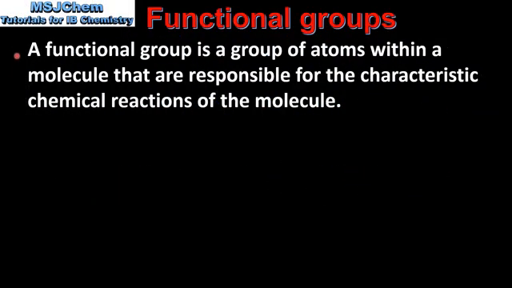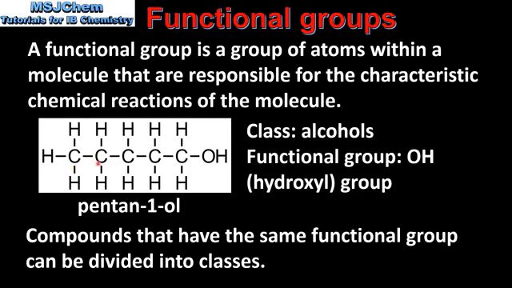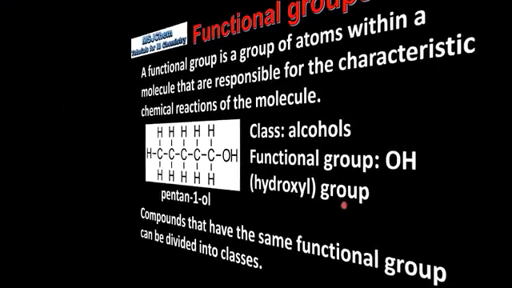Let's start with the definition of a functional group. A functional group is a group of atoms within a molecule that are responsible for the characteristic chemical reactions of the molecule. Compounds that have the same functional group can be divided into classes. Here we have a 5-carbon alcohol, which is pentan-1-ol. The class is the alcohols and the functional group is the OH, or the hydroxyl group.